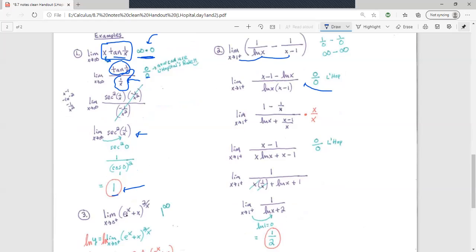And now when you plug in the 1, you get 1 minus 1, which is 0, minus ln of 1, which is 0. ln of 1 is 0, 1 minus 1 is 0. You have 0 times 0. So you do have 0 over 0 now, which means I can apply L'Hopital's rule.